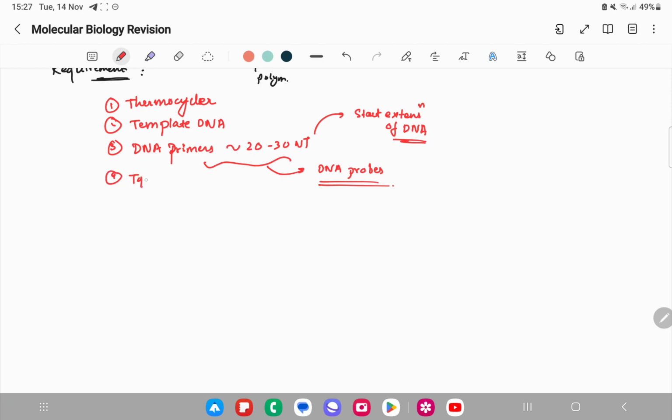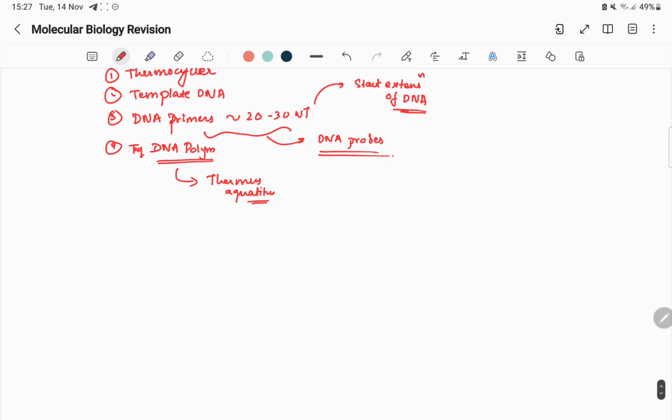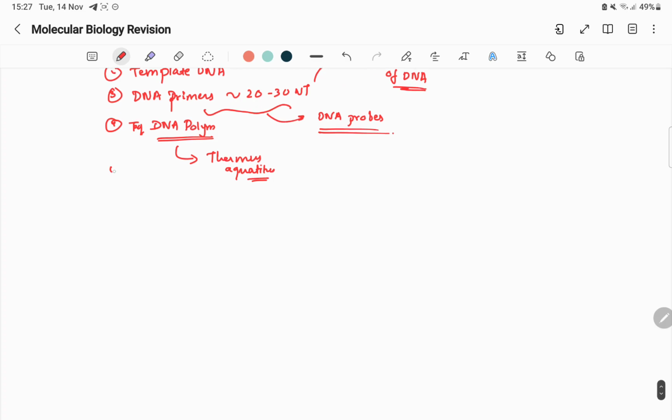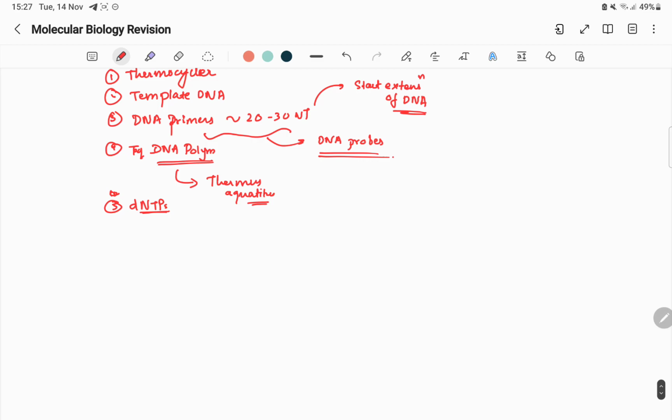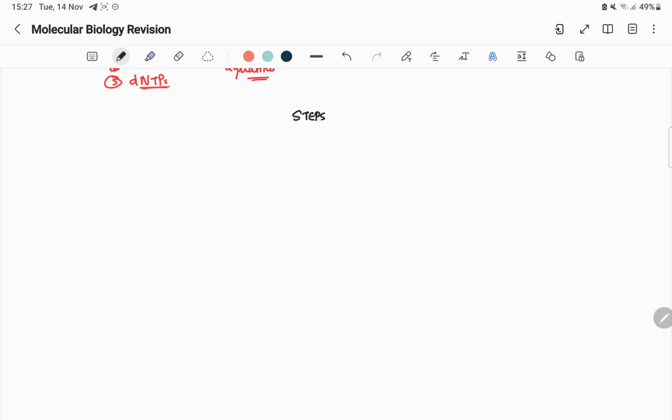Then we have Taq DNA polymerase, which is obtained from Thermus aquaticus, a thermophilic bacillus. Then you need dNTPs, like dATP, dGTP, dCTP and dTTP. Let's not go into details and write the steps. The steps of the PCR. What are the steps of your PCR?